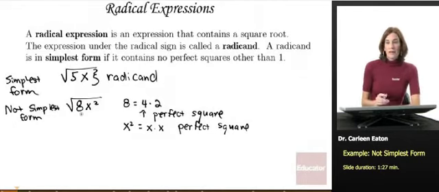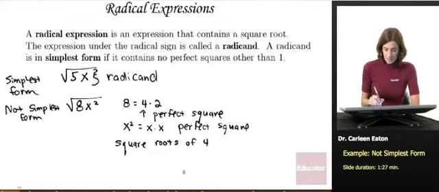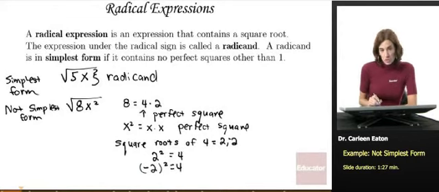Now, a couple of definitions and explanations regarding radicals. Recall that there are actually 2 square roots for a number. So if I ask for the square roots of 4, the answer would be 2 and negative 2. And that's because 2 squared equals 4, and negative 2 squared also equals 4. So there are actually 2 square roots for each number, a negative and a positive.